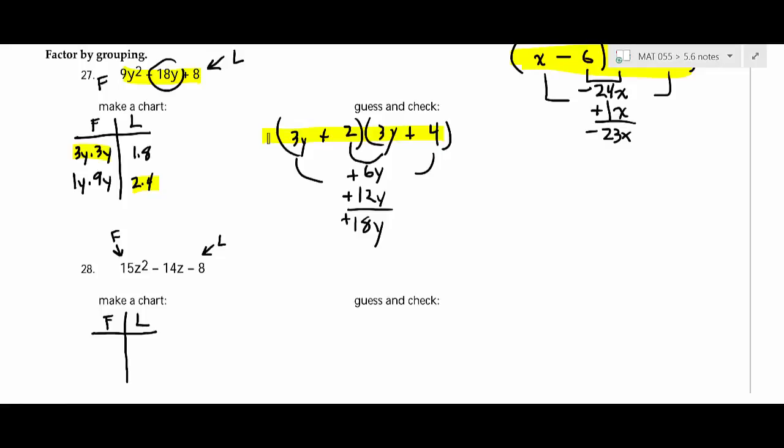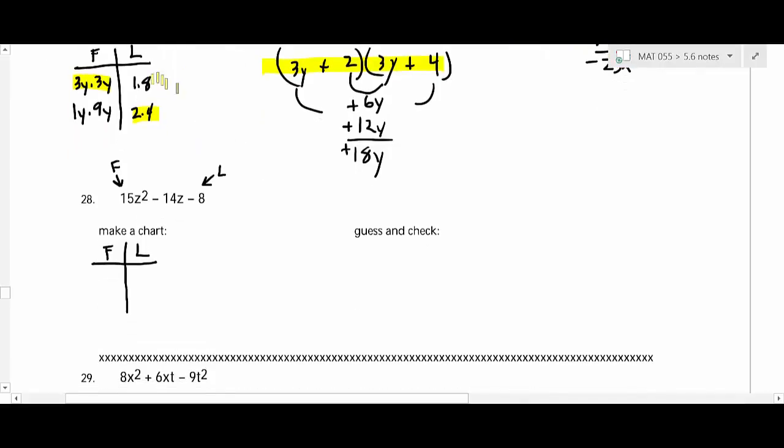Okay, all right, let's see. The next one, what we have here is we have 15z to the second. So we could have 1z and 15z. And if that doesn't work, we could do 3z and we could do 5z. And then for the 8, 1 and 8, 2 and 4, like that. Now, to me, all three of those numbers in the problem are relatively close to one another. So for that reason, I'm going to go with those. So just write it down.